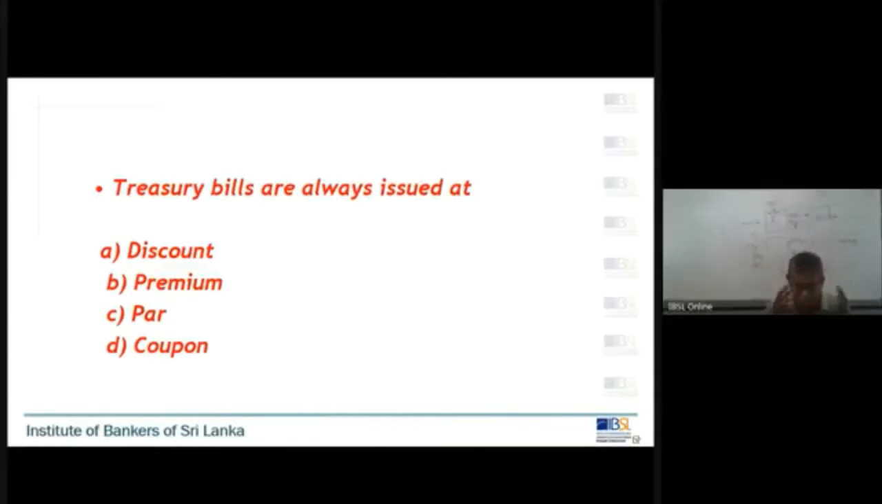Discount. I told you, treasury bills. You don't have to pay the face value of 100 rupees. How much do you need to pay? 90 rupees. The difference is what you call the discount. So treasury bills are always issued at a discount. You don't pay 100 rupees to the primary dealer or the central bank, only 90 rupees.